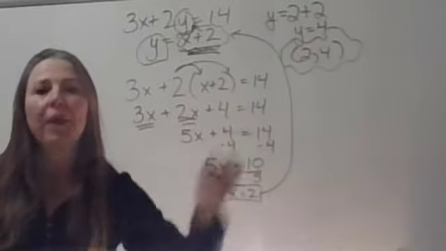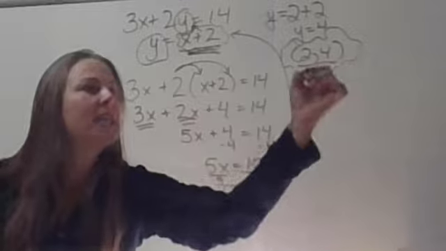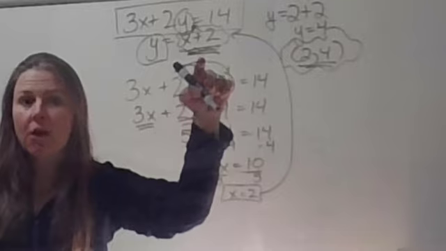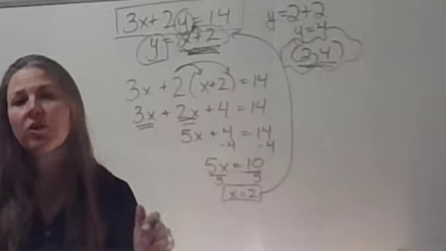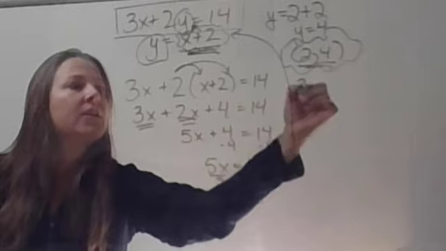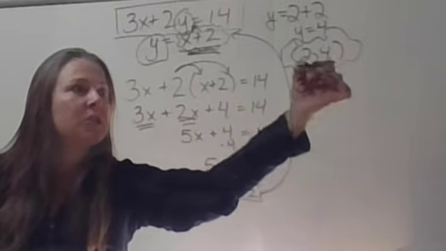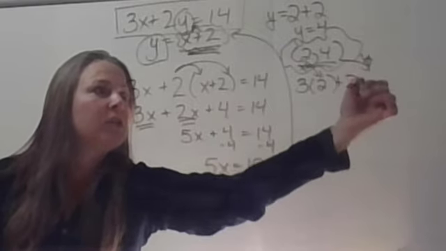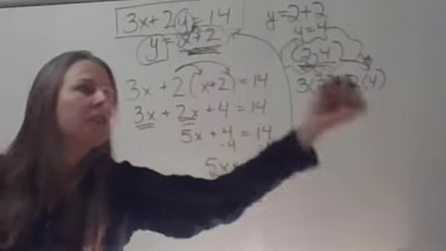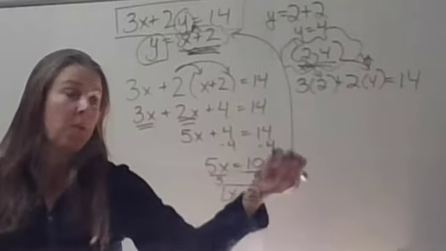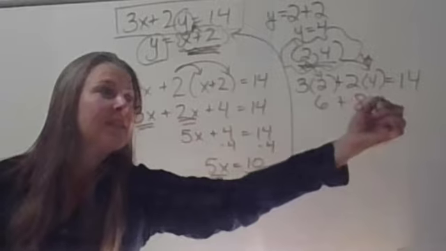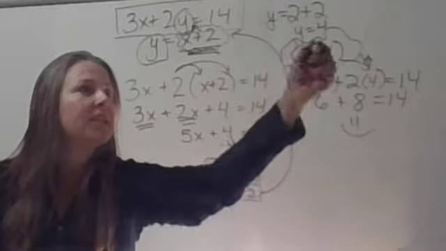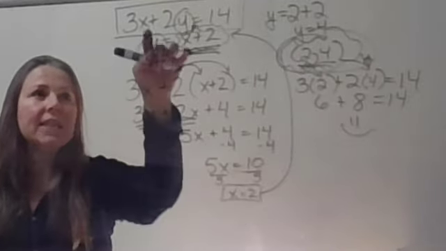But what's so great about this unit is you can take this point and plug it into this equation that we didn't use to solve and just make sure it works. And then if it works, you're 100% positive you're right. So 3x, 3 times 2, because this is the x value, plus 2 times the y value, which is 4, does that actually equal 14? Well, 6 plus 8 does equal 14, so hooray. You know you're right. This is definitely the solution. 2, 4 is the place that these two lines cross.